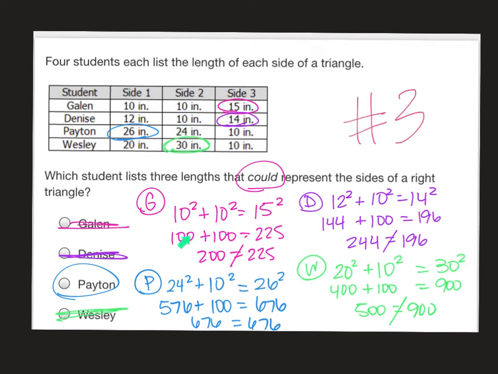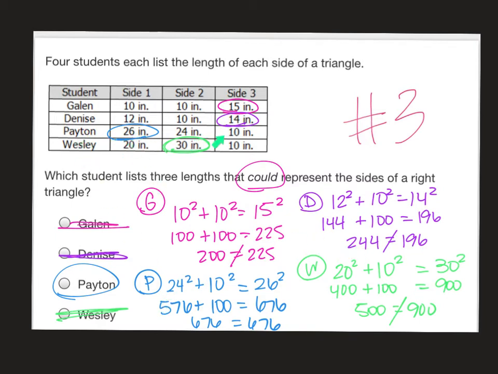So you can see for Galen, we did 10 squared plus 20 squared equals 15 squared. That gave us a final of 200 is equal to 225, which is not true. And remember, we're looking for one that is, so that's why it's not your answer. Denise plugged in everything, found 14 was the largest, so it goes over here. Plugged it in again, 244 equals 196, not equal, so not a right triangle.